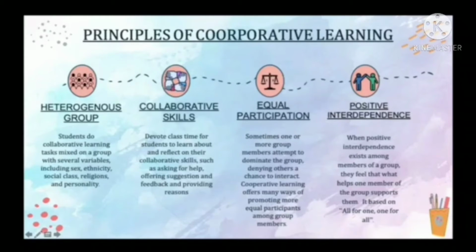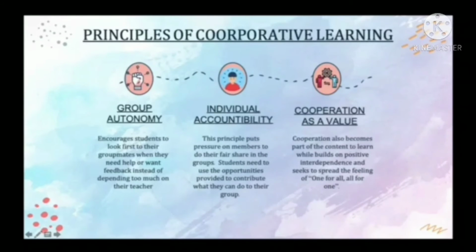Next, we have positive interdependence. When positive interdependence exists among members of a group, they feel that what helps one member of the group supports them. It is based on all for one, one for all. They think that they should and want to help each other achieve the goals of the task given.